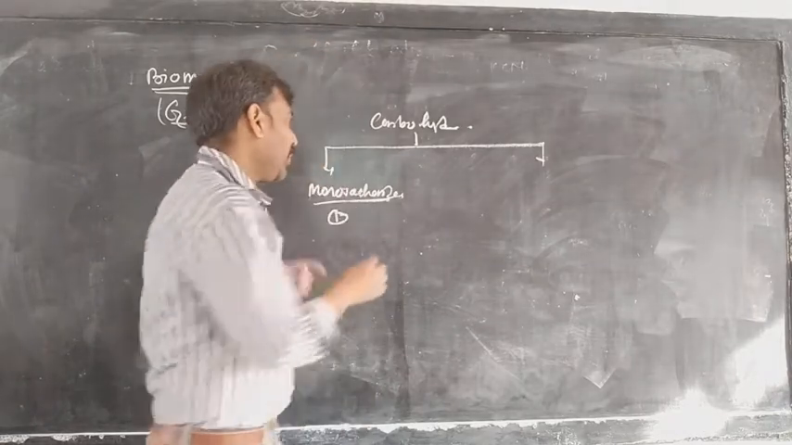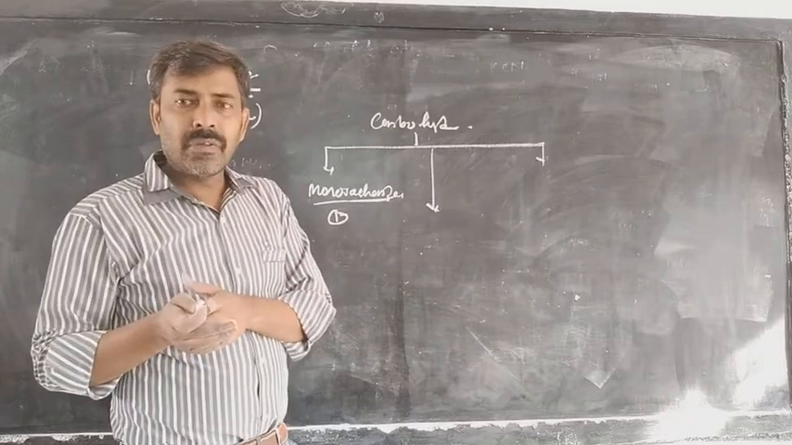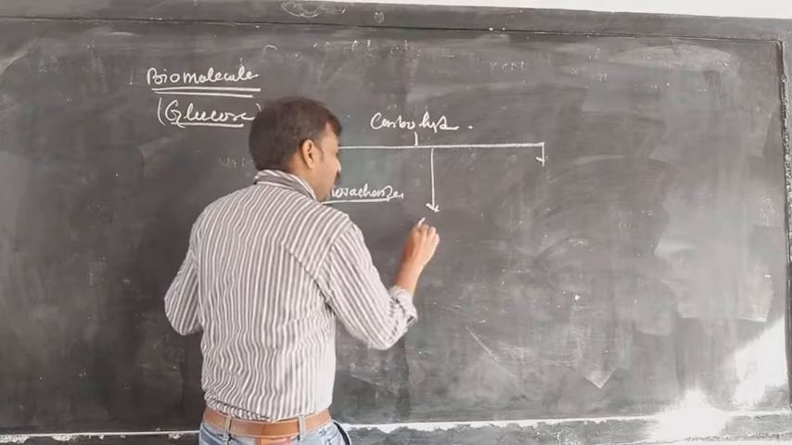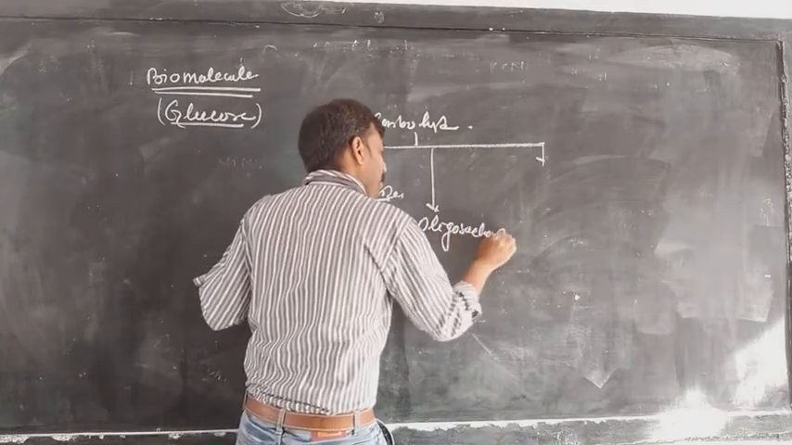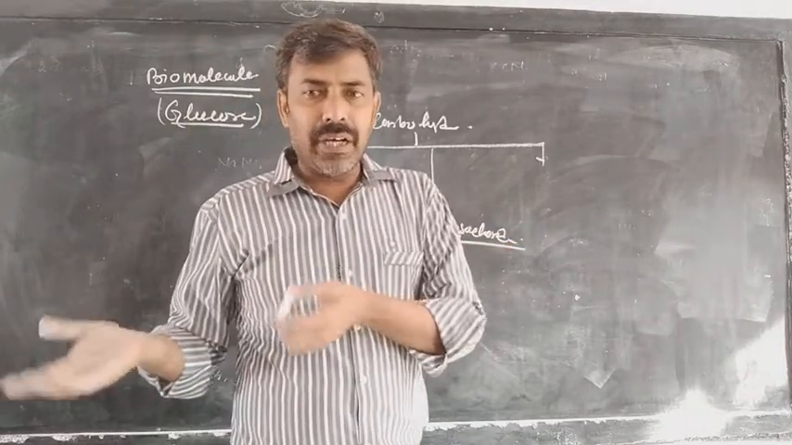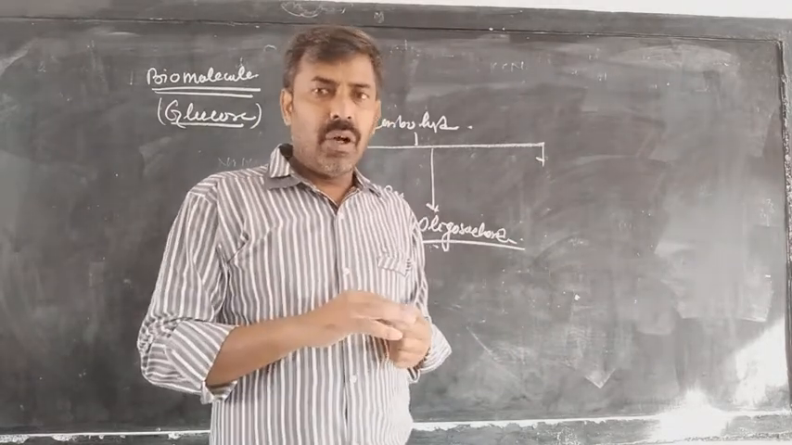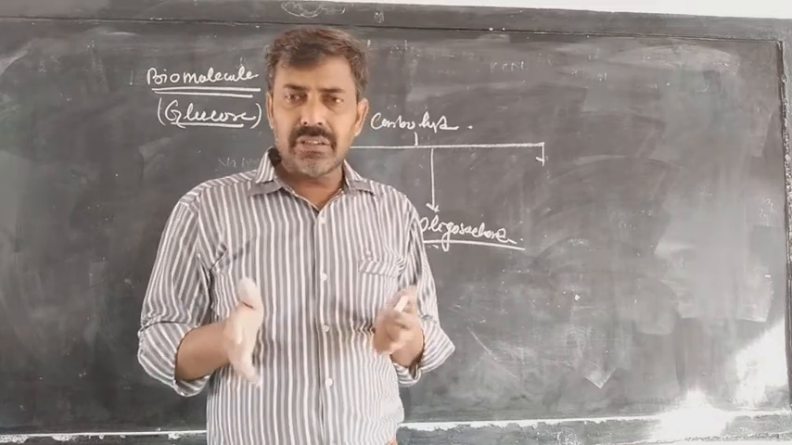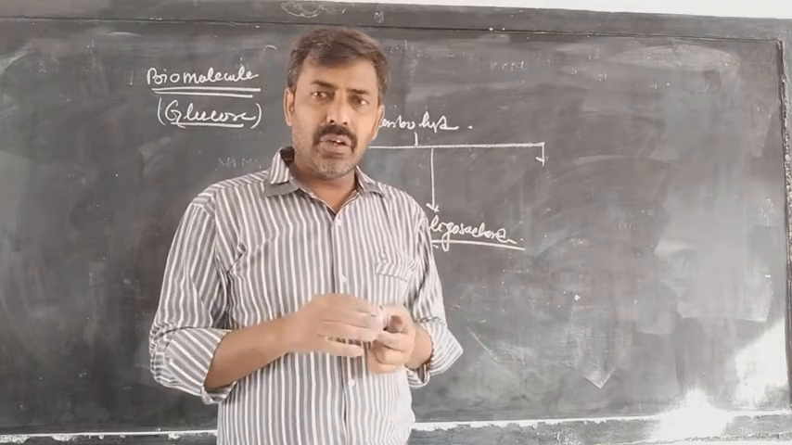But if the number of saccharides is 2 to 10, that is more than 1 but not more than 10, then it is called oligosaccharides. That means disaccharide, trisaccharide, tetrasaccharide, penta, hexa, hepta, octa, whatever it is till 10, that will be called the oligosaccharides. Generally in your book only the term disaccharide is used. The higher saccharides are not given.